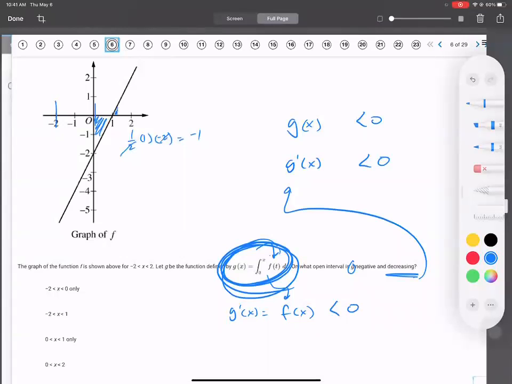Because just because I pay you back a little bit, you haven't paid me completely back yet. What if I add some more? You haven't paid me completely back yet. You're not paid back until all the way to 2. So it turns out we are negative from 0 all the way to 2.